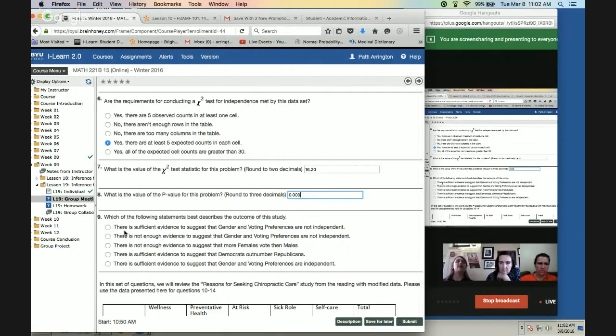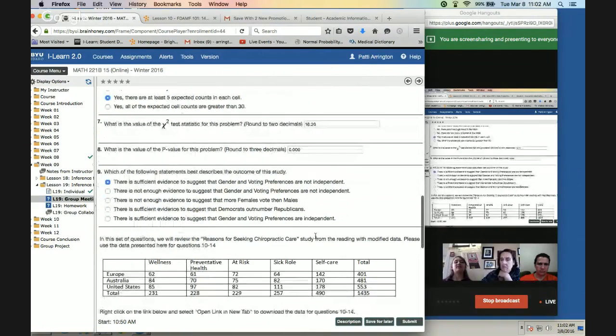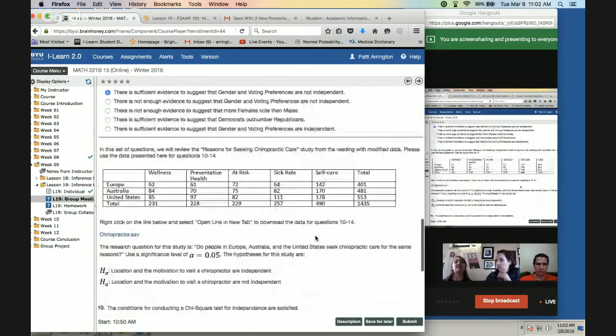Number 9. There is sufficient evidence, since these are independent, I think, oh, that they're not independent. The first one, because it's that they're not independent. Yeah, I was getting that mixed up.